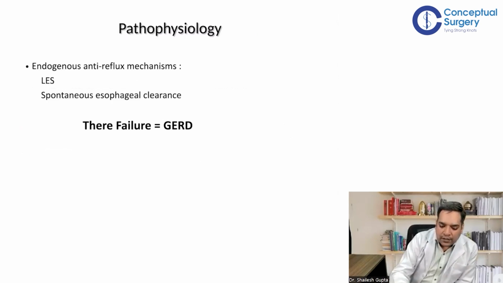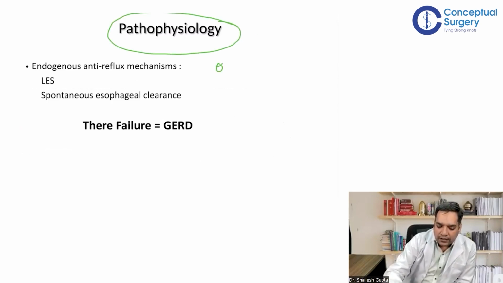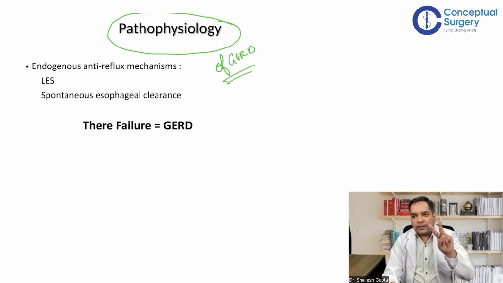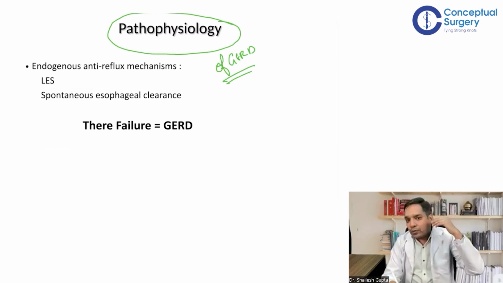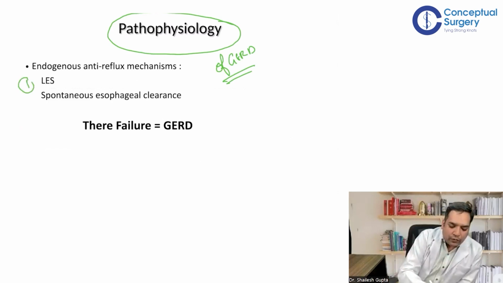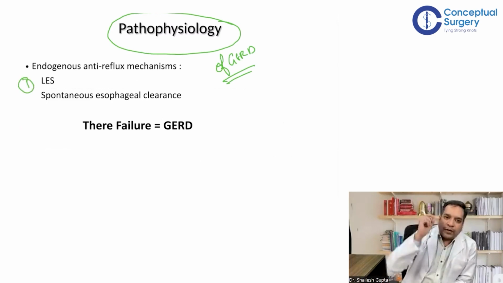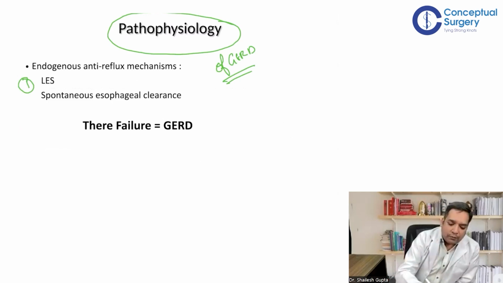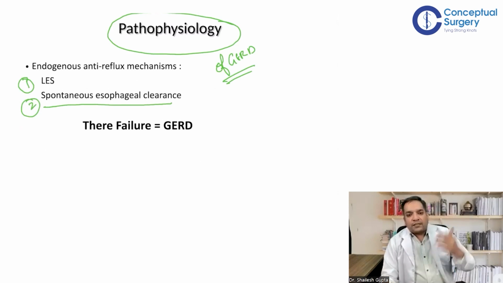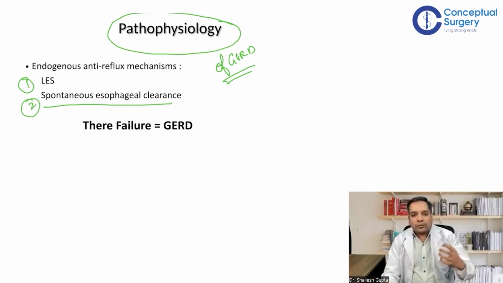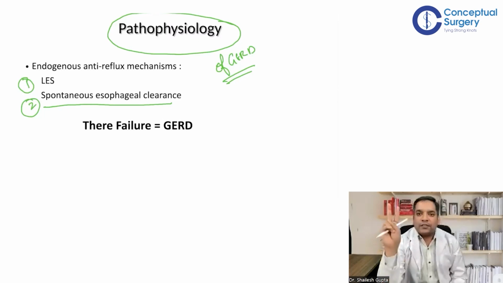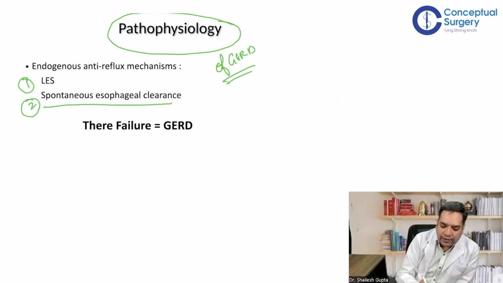Just remember that. What is the basic pathophysiology of GERD? Basically, in the body there are two anti-reflux mechanisms. Number 1 is the lower esophageal sphincter, the main factor which prevents reflux from the stomach to the esophagus. Number 2 is spontaneous esophageal clearance. There is peristalsis, a contraction which leads to anti-reflux. These are the two mechanisms by which GERD doesn't happen. But if there is a failure, this leads to gastroesophageal reflux disease.